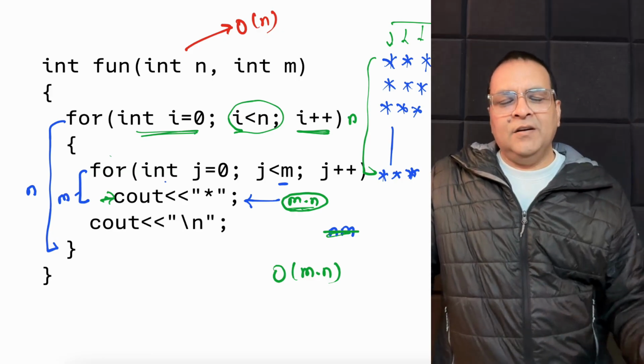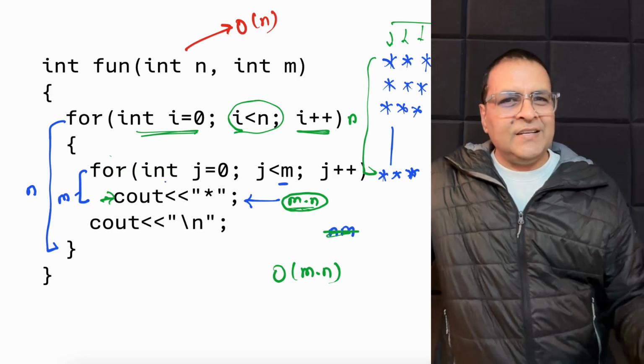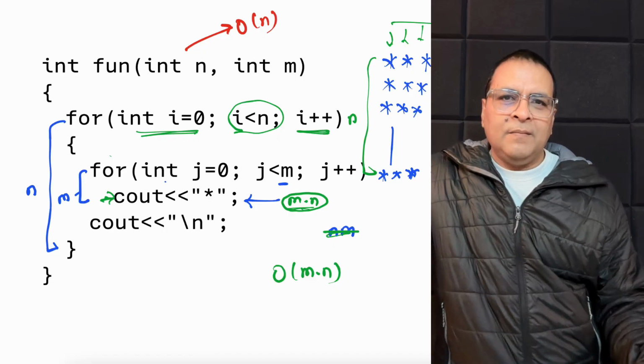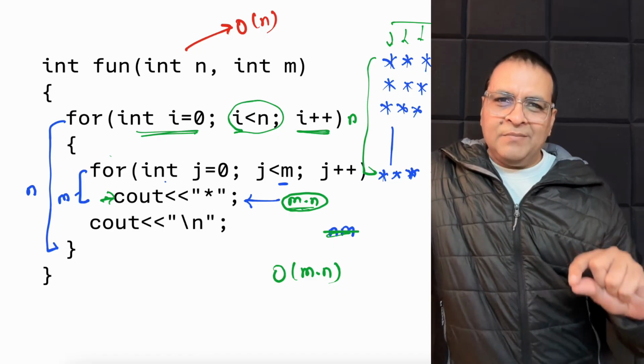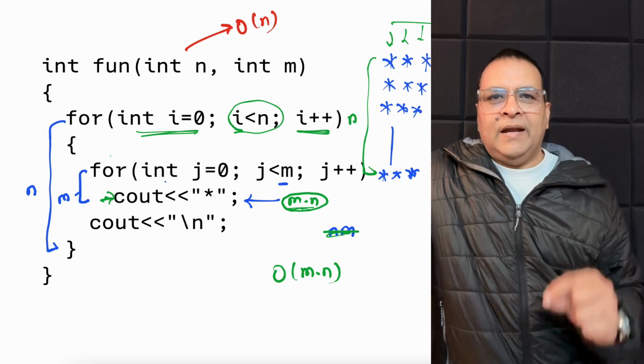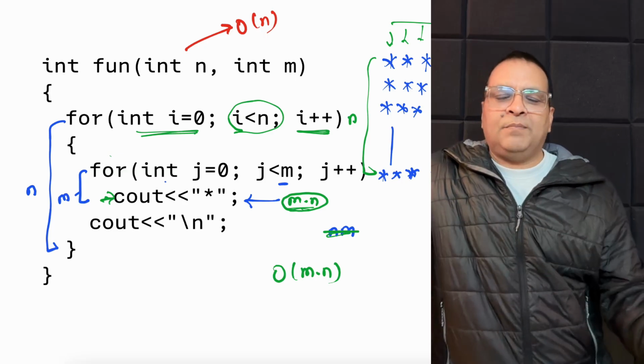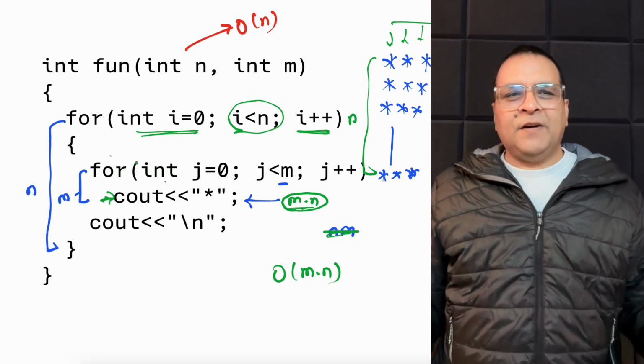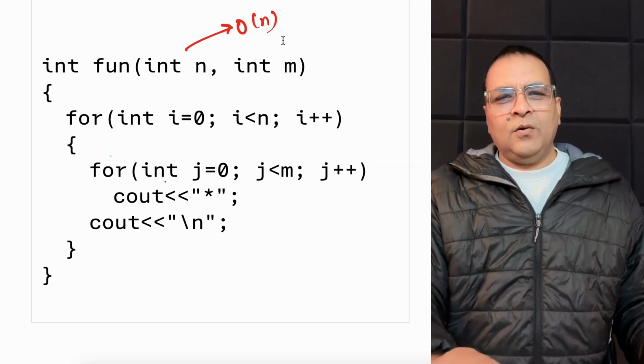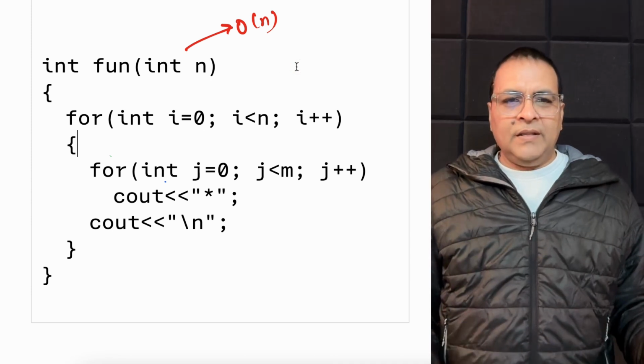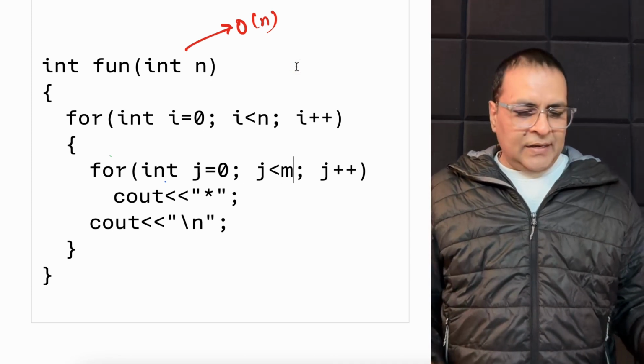Therefore, inside a function, you need to find the statement which is executing the most number of times, and you need to find how many times that statement is getting executed, and that will give you the time complexity of that particular function. Let's change this function a little bit. What if we are having only one input parameter, but the inner loop is getting executed i times?